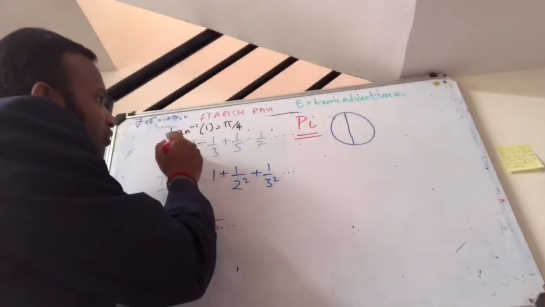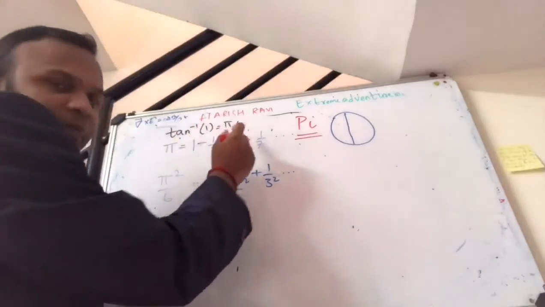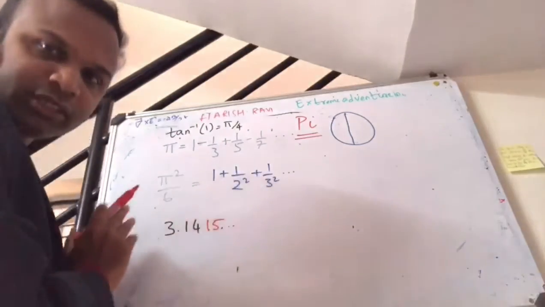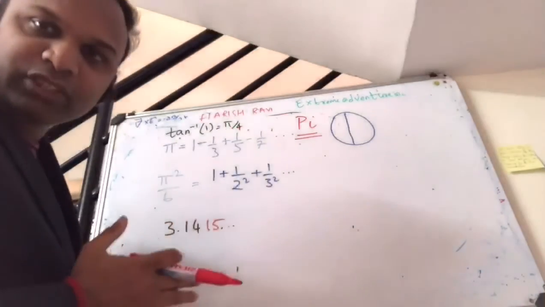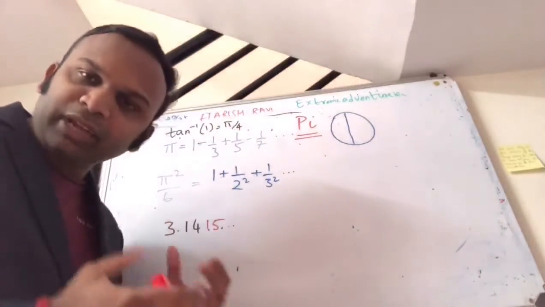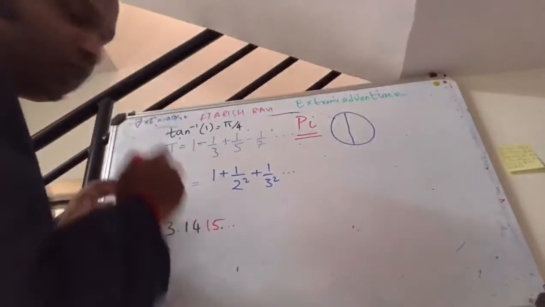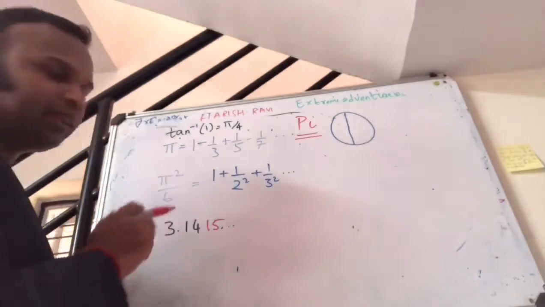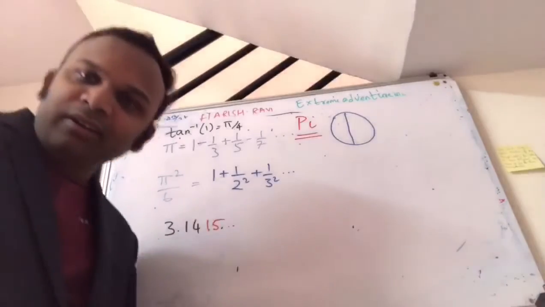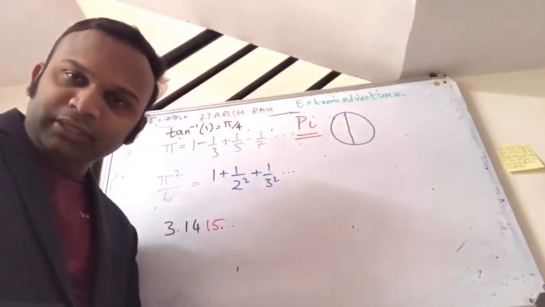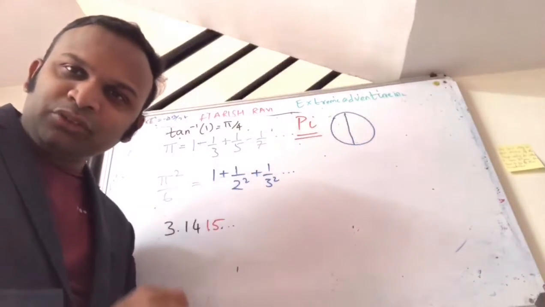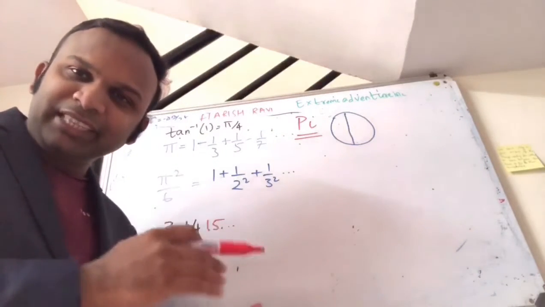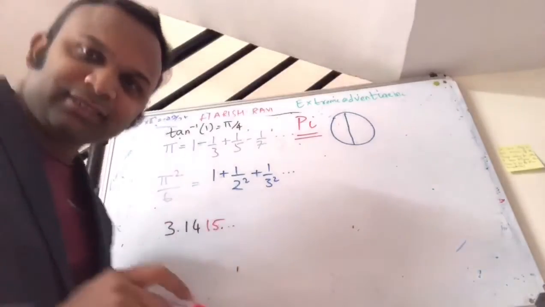One method is to use tan inverse 1 equals pi by 4. Tan is a trigonometric function, and tan inverse 1 equal to pi by 4 can be expanded using Maclaurin series. You need to know calculus for this. Newton found it by this method actually, and then Ramanujan found pi in a very complex method.